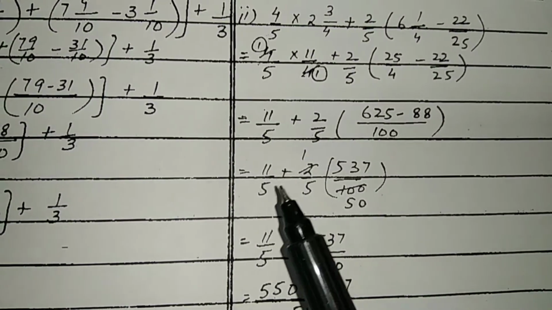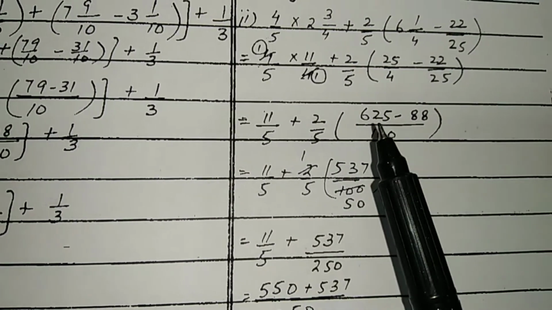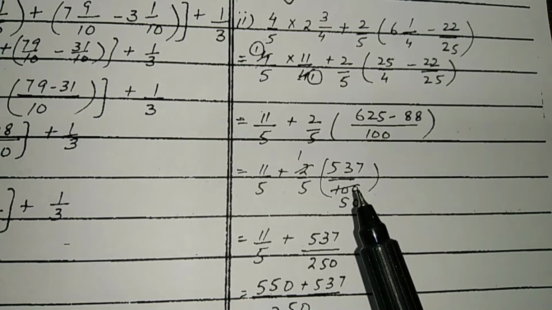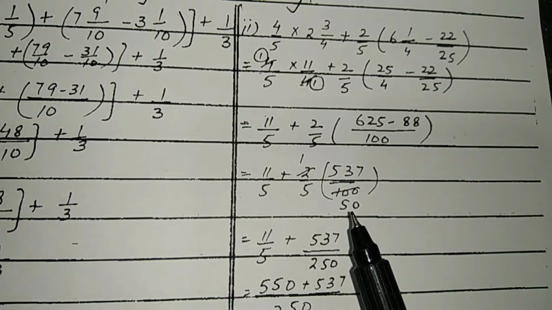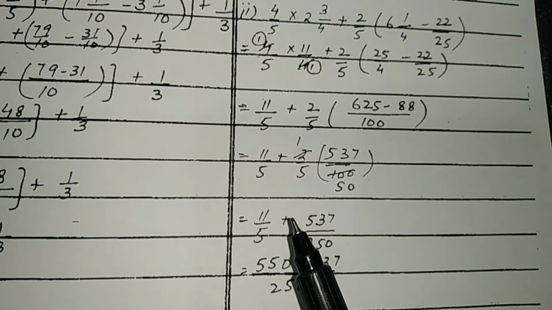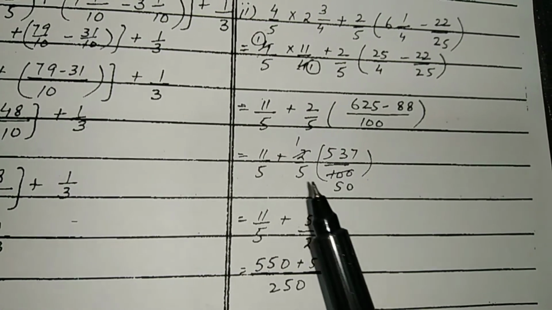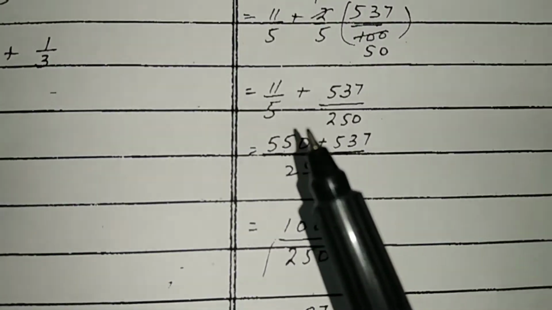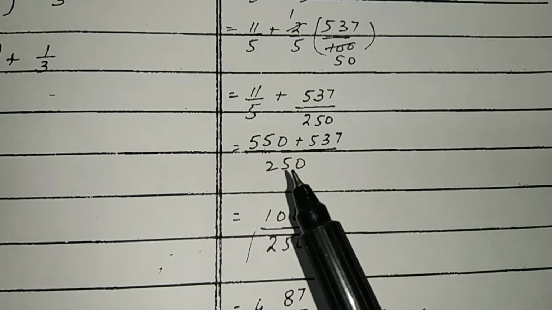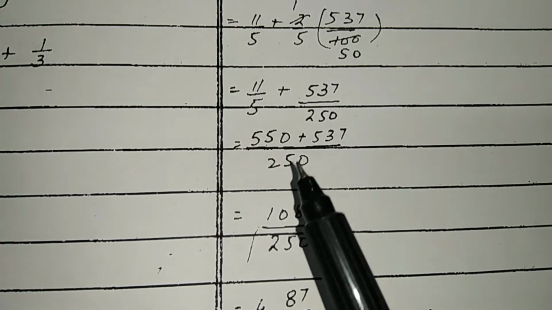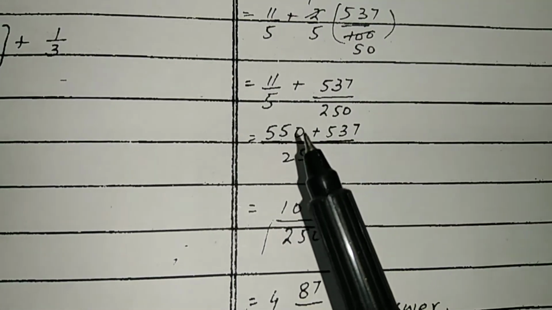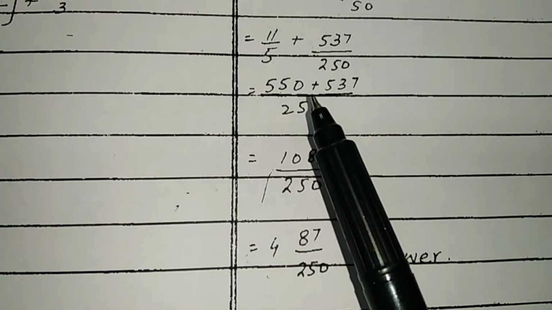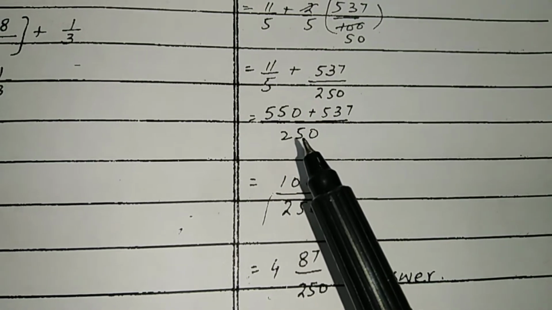Now 11 over 5 plus 2 over 5 into 625 minus 88 we will get 537 over 100. Now 2 1s are 2 and 2 50s are 100. 11 over 5 plus 537 over 5 times 50, that is 250. Now the LCM of 5 and 250 is 250. When you divide 250 by 5 you will get 50 and 50 times 11 the answer will be 550, plus 250 divided by 250 the answer is 1.